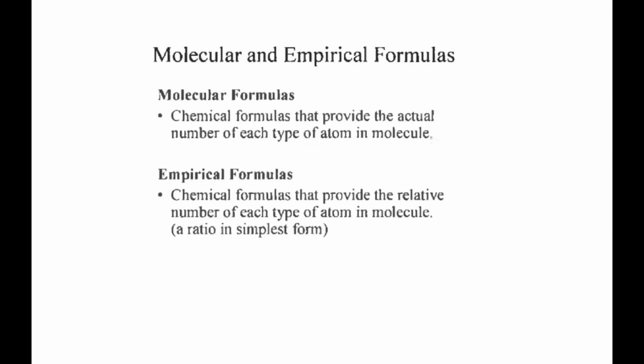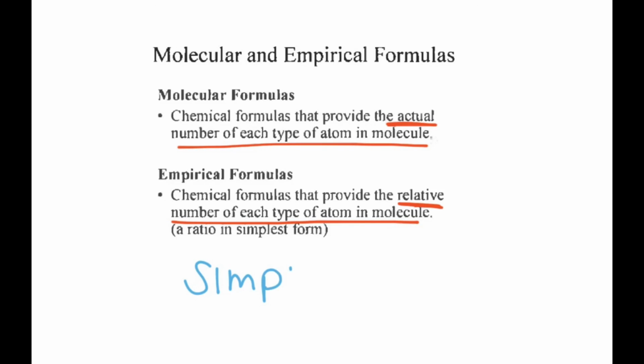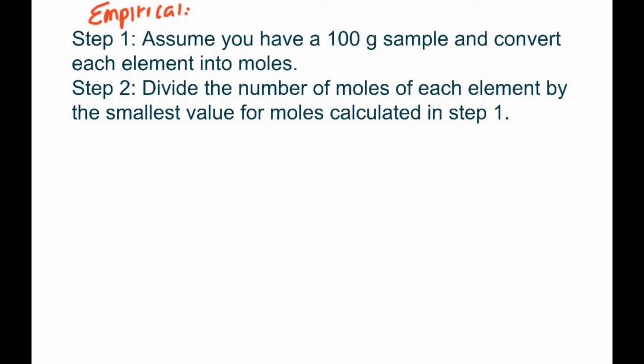A molecular formula is a chemical formula that provides the actual number of each type of atom in a molecule. The empirical formula is the chemical formula that provides the relative number of each type of atom in a molecule. So in other words, the empirical formula is the simplified formula of the molecular formula. So first, we are going to start out with the empirical formula.